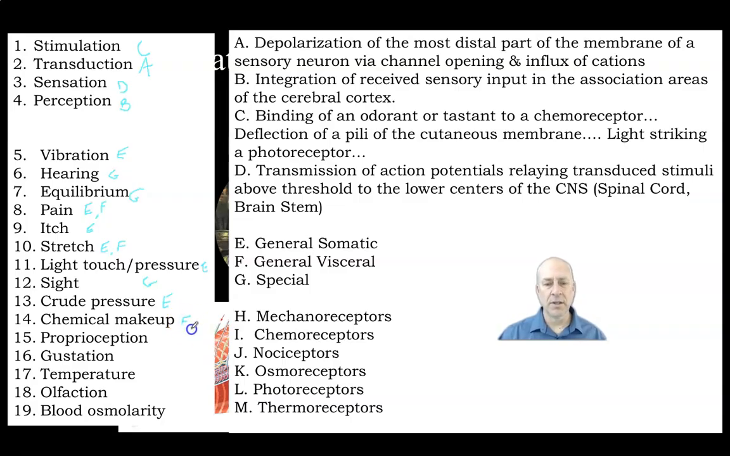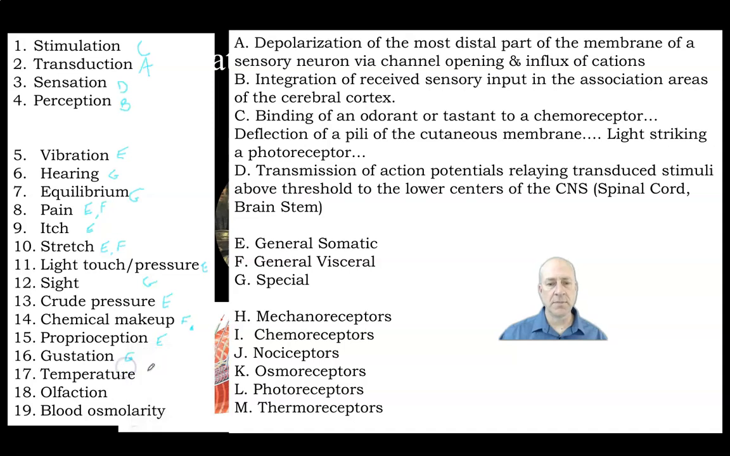I was going to put E for general somatic because nociception is really identifying chemical makeup, but I'll leave it to just general visceral, and I'll do pain. We already did pain on the general somatic, okay? Proprioception is general somatic, of course. Gustation is a special sense.